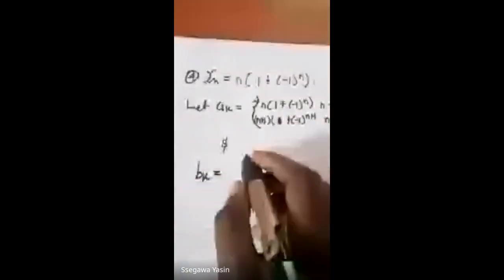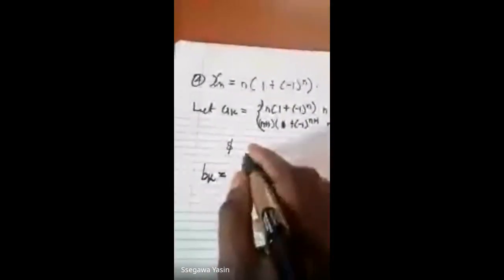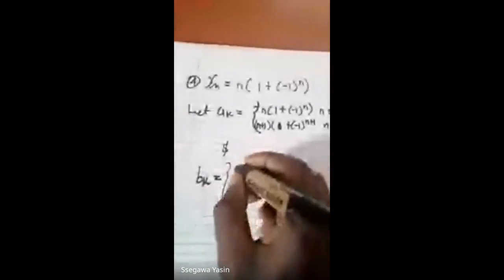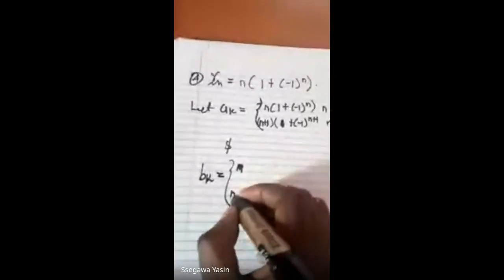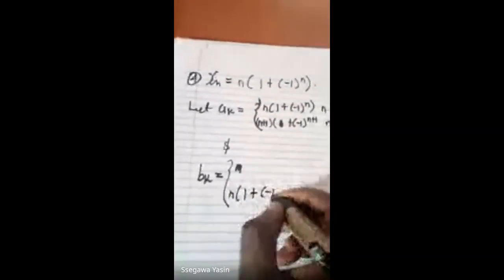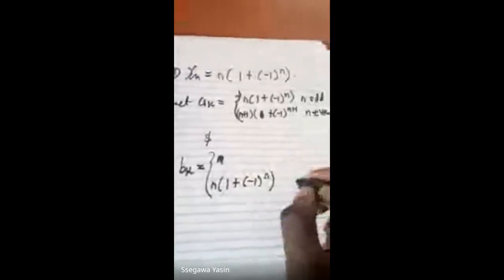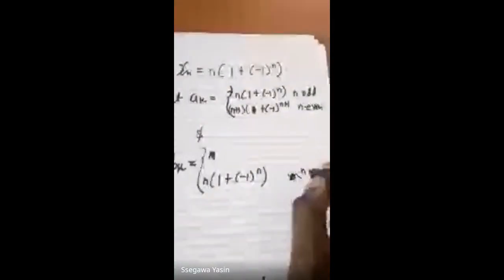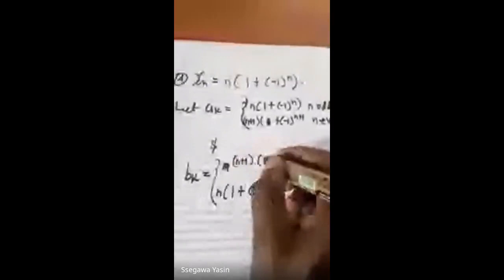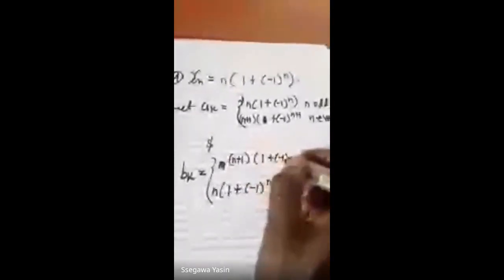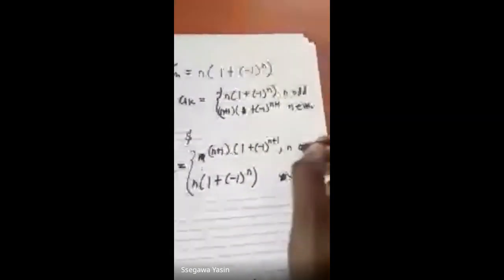Then also you are going to have bk. We shall have it as, this is n. Sorry, I'm starting with the lower part. This is n into 1 plus negative 1 to power n. This is n even. Then the next one is n plus 1 into 1 plus negative 1 to power n plus 1, n odd.